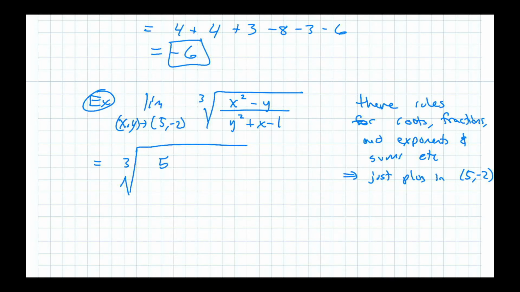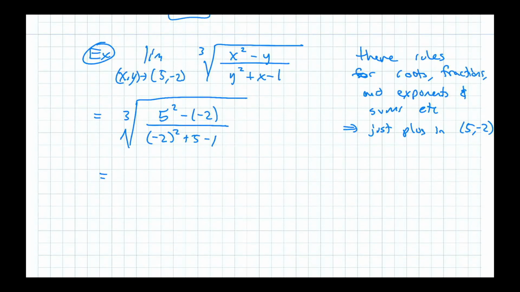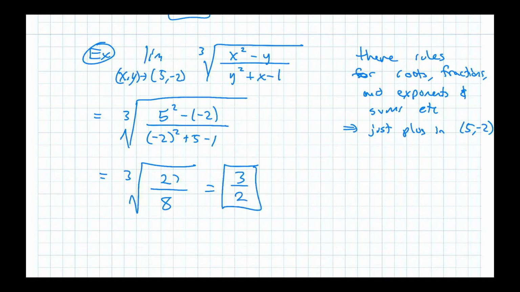So 5 squared minus negative 2, over negative 2 squared plus 5 minus 1. So you're going to end up with simply the cube root of 25 plus 2, so 27, over 4 plus 5, which is 9, minus 1, which is 8. So you have the cube root of 27 over 8. The cube root of 27 is 3, the cube root of 8 is 2. Okay, so 3 halves. That's not too bad.